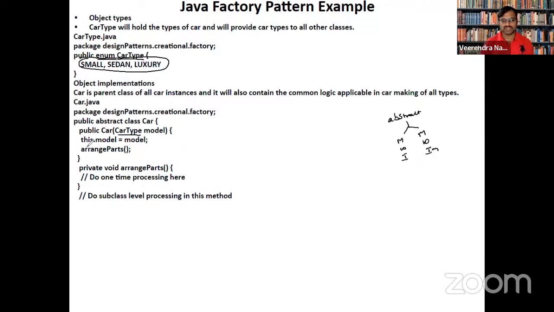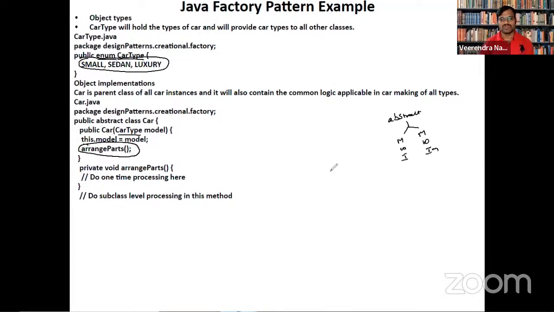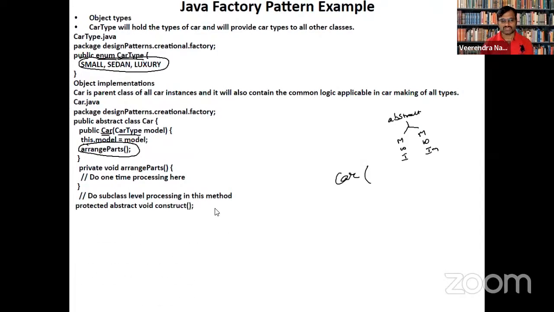And where is that being called? It is being called whenever we initialize the car class. Whenever we initialize the car class, we will be calling up the car types, and this arrange parts will get executed. That is the point here. Then you have protected abstract void construct. What it will do is help you out in working with.